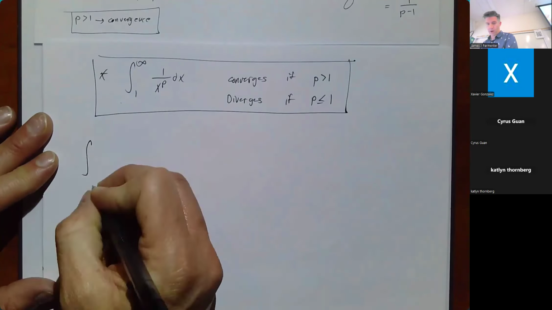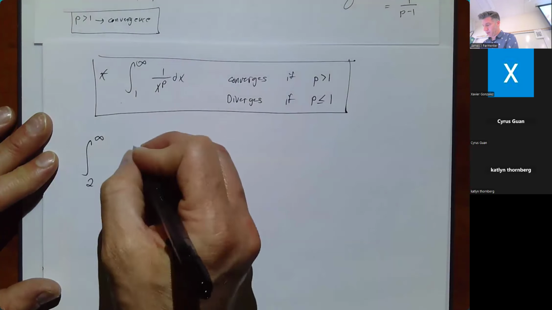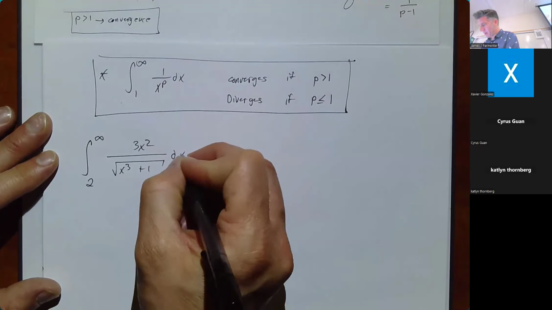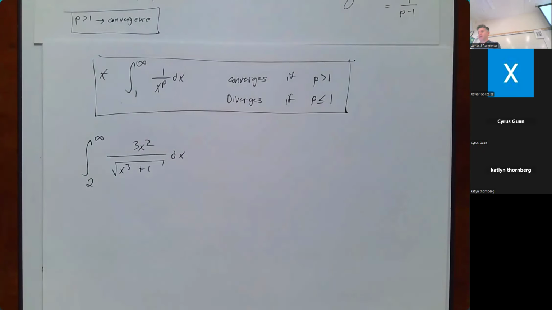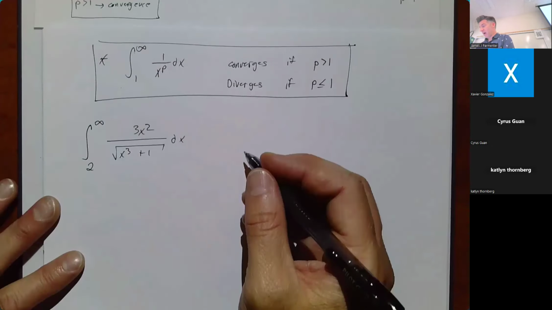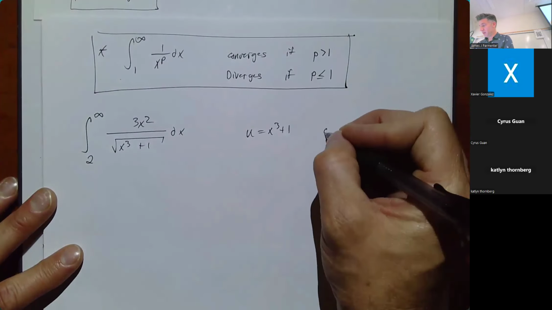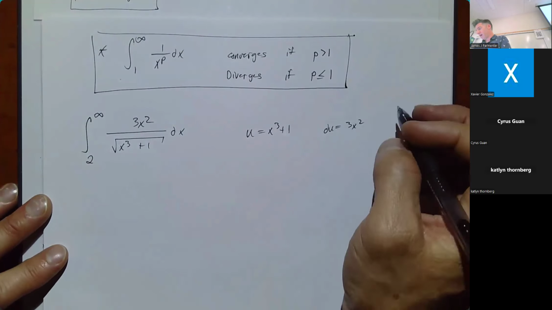If I was going to do the integral from 2 to infinity of 3x squared over the square root of x cubed plus 1. I can't exactly use this, but I can think to myself, well, I essentially have an x squared divided by an x to the 3 halves. This function here is really acting like x to the 1/2 power in the numerator, which means I'm definitely thinking I'm getting divergence here. I can use a u substitution. U is x cubed plus 1. My du is going to be 3x squared dx.